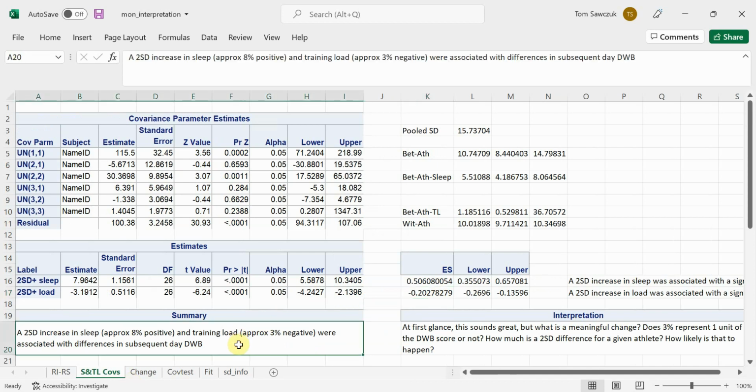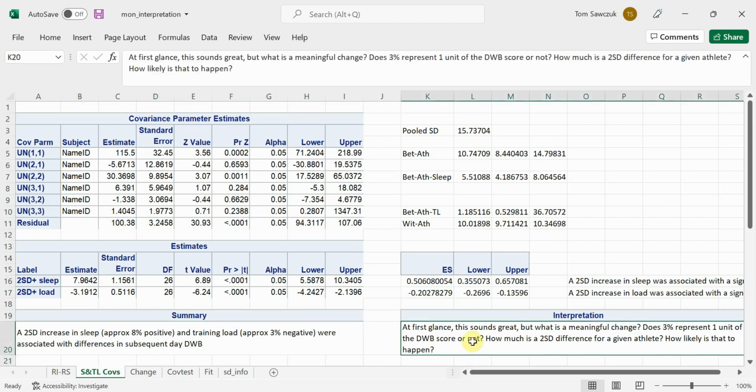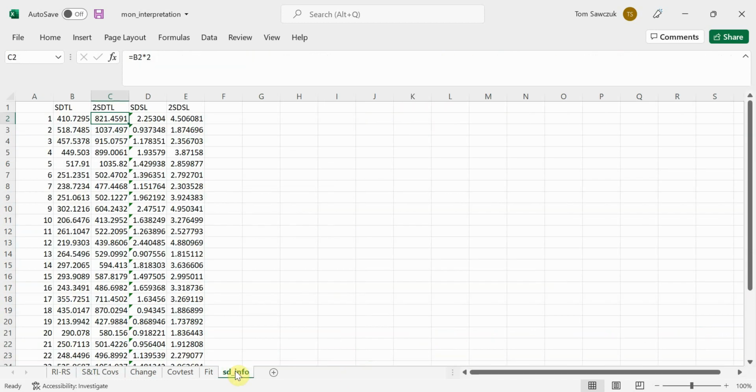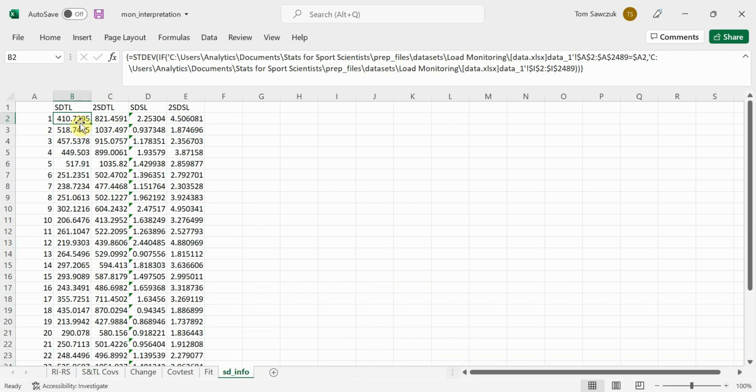So in summary, a 2SD increase in sleep results in approximately 8% positive change in subsequent day daily well-being, whereas the same increase in training load has a negative response of about 3%. And at first glance, this sounds great. But again, we need to think about what's a meaningful change. And then we need to know what is a 2SD difference for a given athlete and how likely that is to happen. And so what I've done is I've done the 2 standard deviation differences here. So I've worked out the standard deviation first, and then just doubled it.